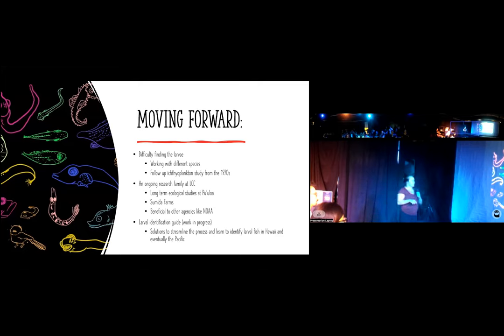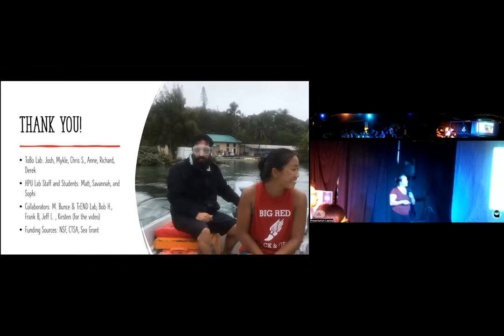And then we have this larval fish identification guide, which is a work in progress. And it will continue to be a work in progress as we collect more data. And it seemed to work well with streamlining teaching multiple students how to identify fish larvae, as well as myself, because I was learning through this whole process as well. Right now it's focused on Hawaii, but it hopefully will be expanded to the Pacific.